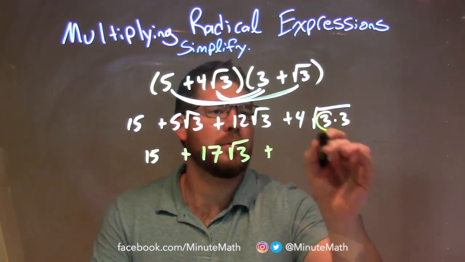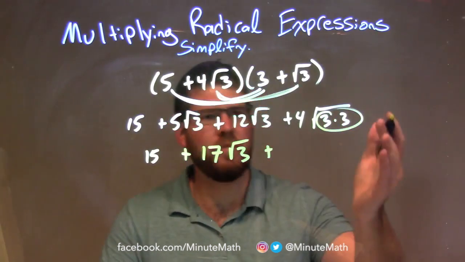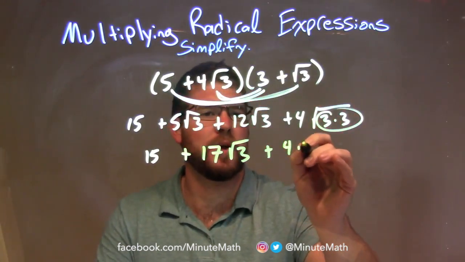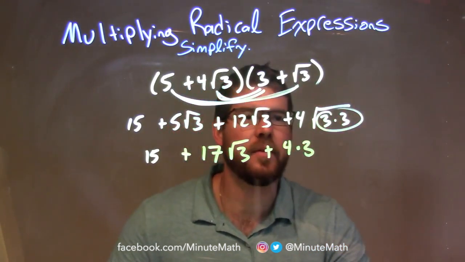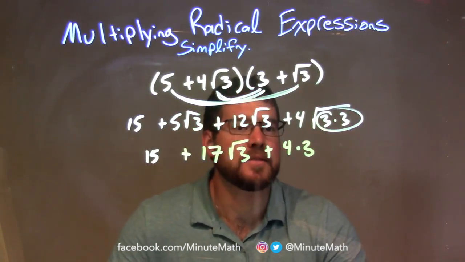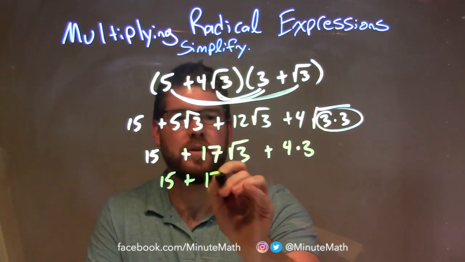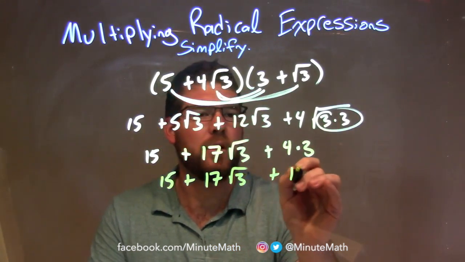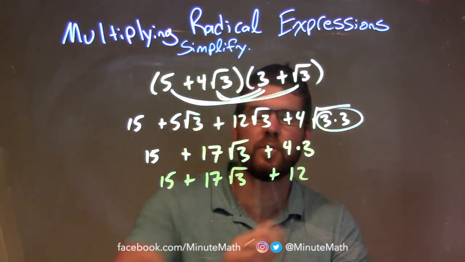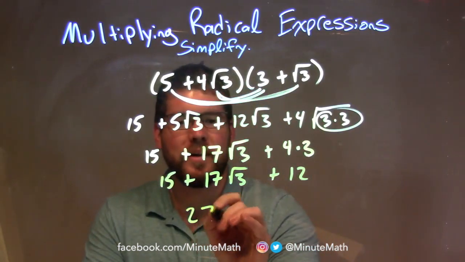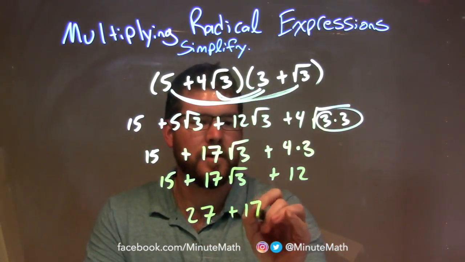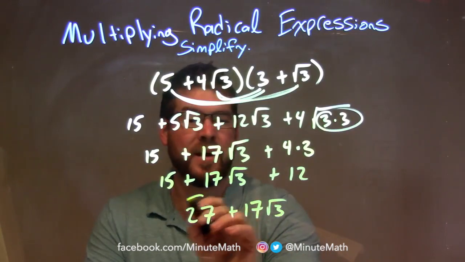Plus, well, we have a pair of 3's right there, right? That can be an individual 3 on the outside, so we have 4 times the 3 there. There's nothing left inside the square root. So we just have 4 times 3, which is 12, so we have 15 plus 17 square root of 3 plus 12 here. And now I can combine the 15 and the 12 together to get our 27 here, plus 17 square root of 3. And that's all we can combine, and that's it.